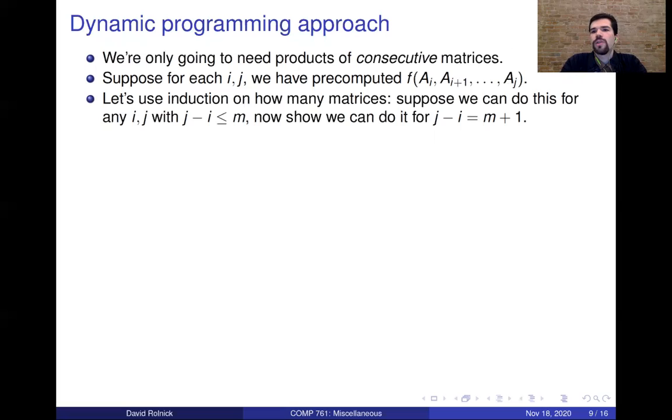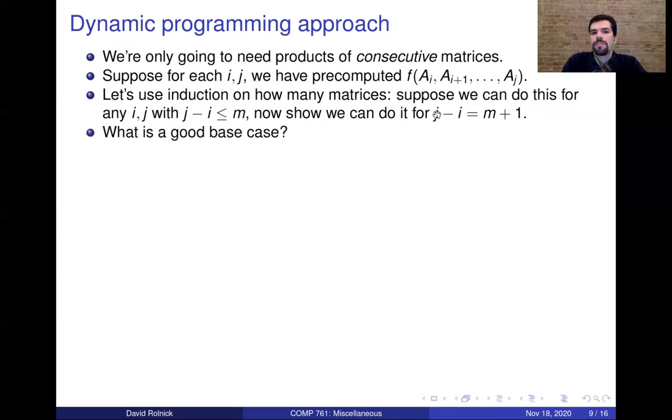So let's use induction on how many matrices. Suppose that we can do this for any i, j with j minus i less than or equal to m, and now show that we can do it for j minus i equal to m plus 1. So like we previously could do it for up to m matrices, and now we can do it for m plus 1. Let's see that we can do this. But first of all, what is a good base case?